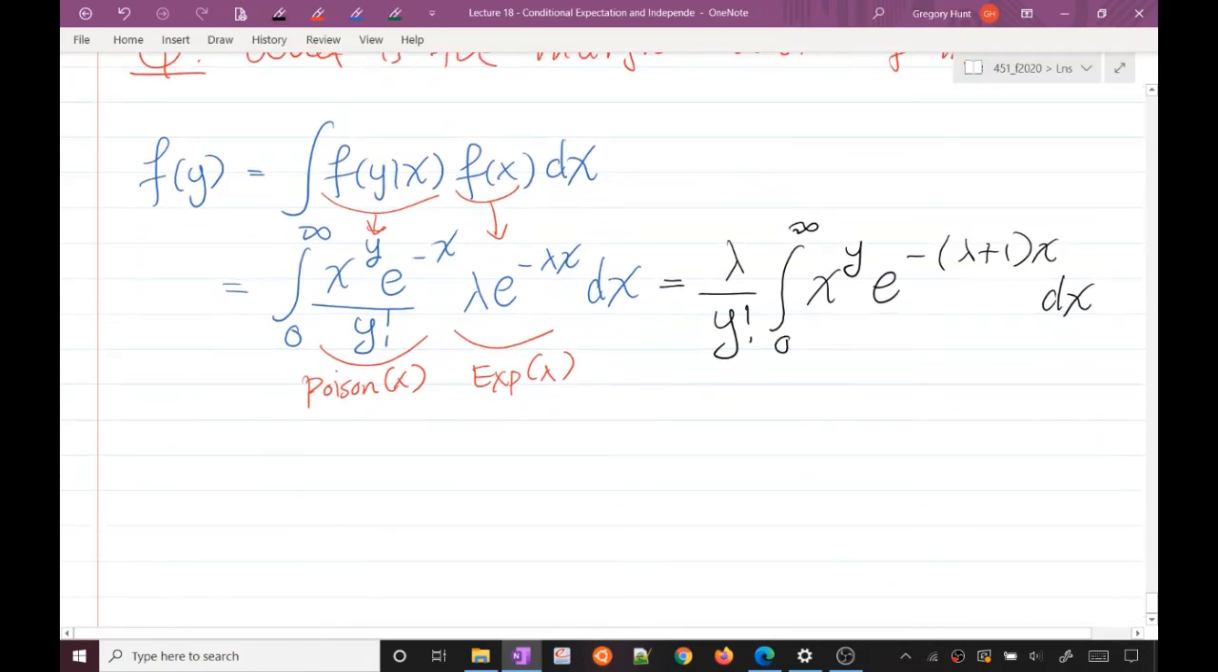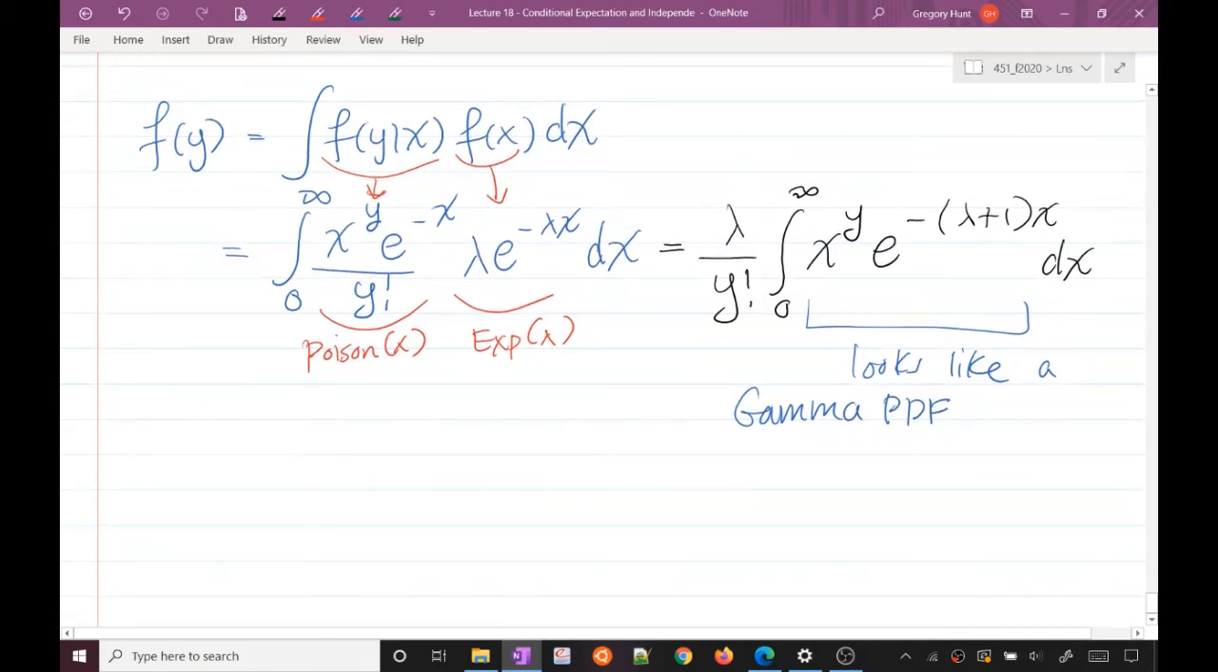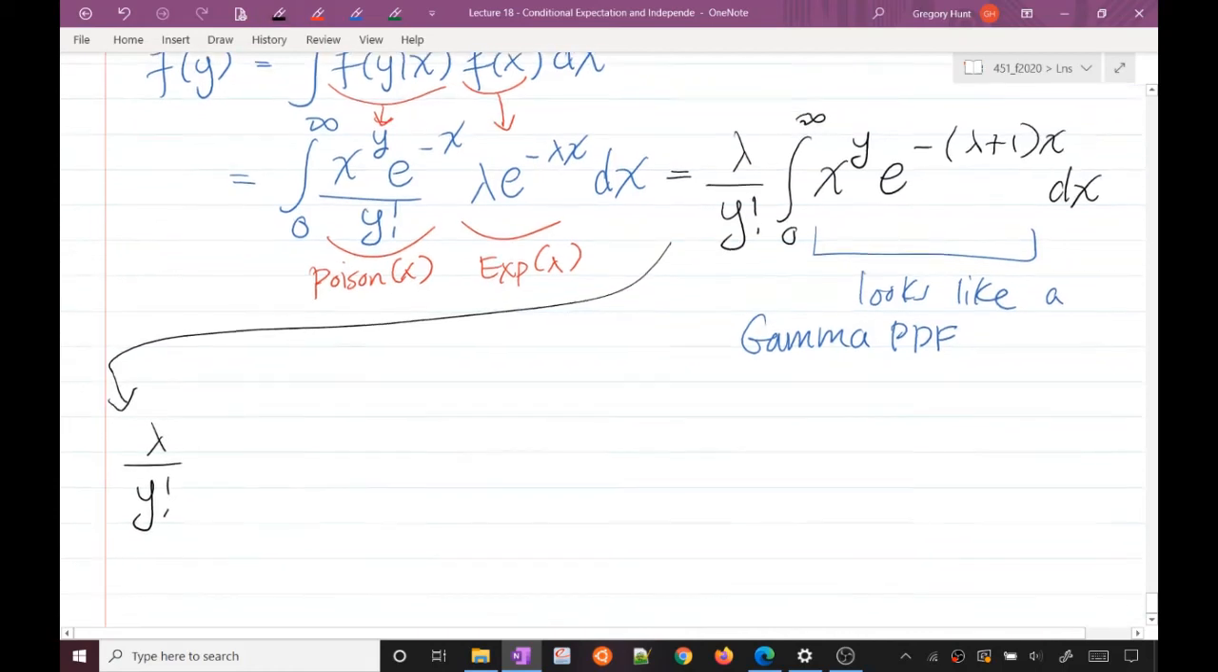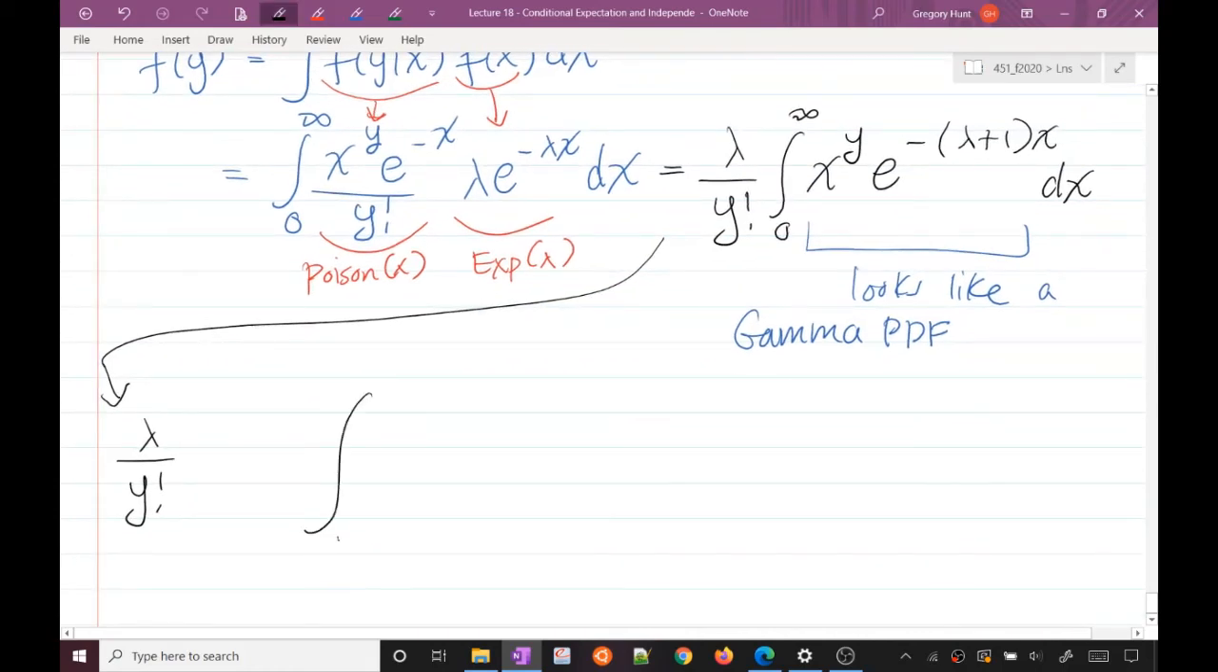Okay. And you wouldn't necessarily see this, but this looks like a gamma PDF. And indeed, we can make it basically a gamma PDF. So let's continue on here. So we have a lambda and 1 over y factorial up front. And then we have the integral from 0 to infinity.